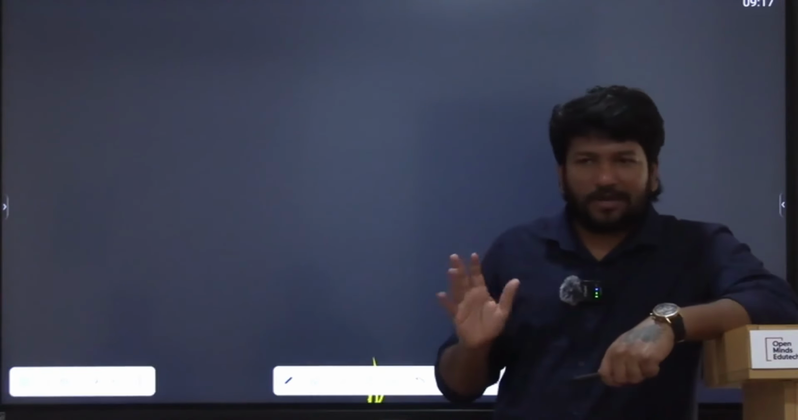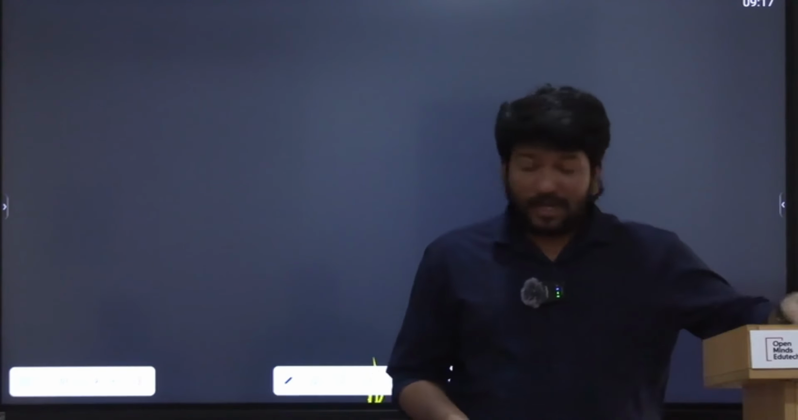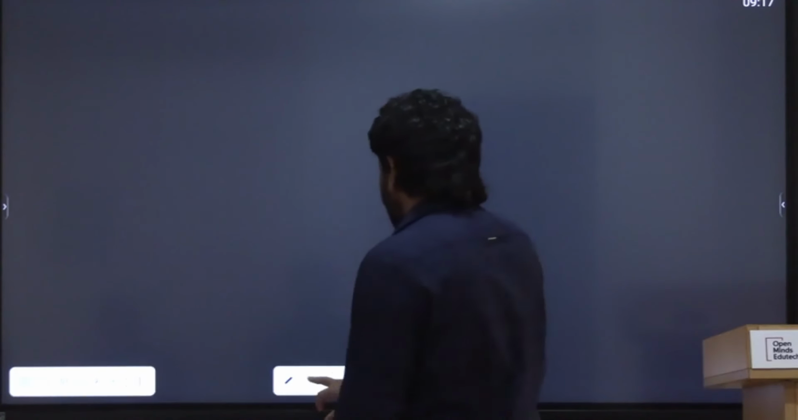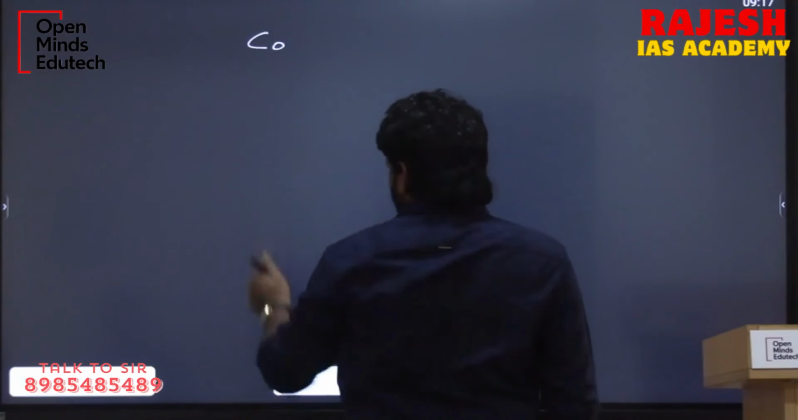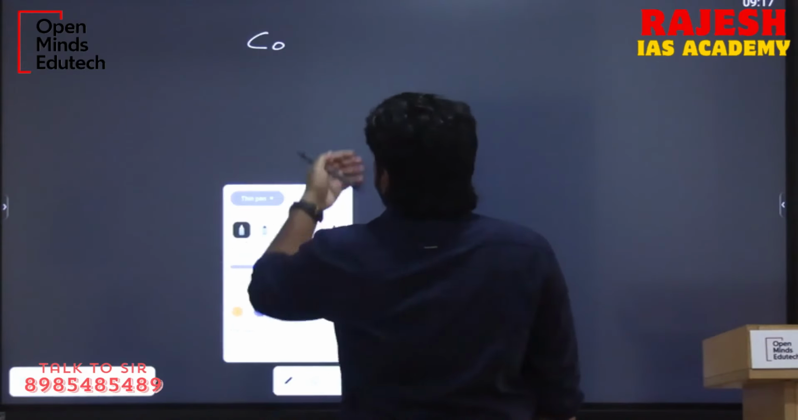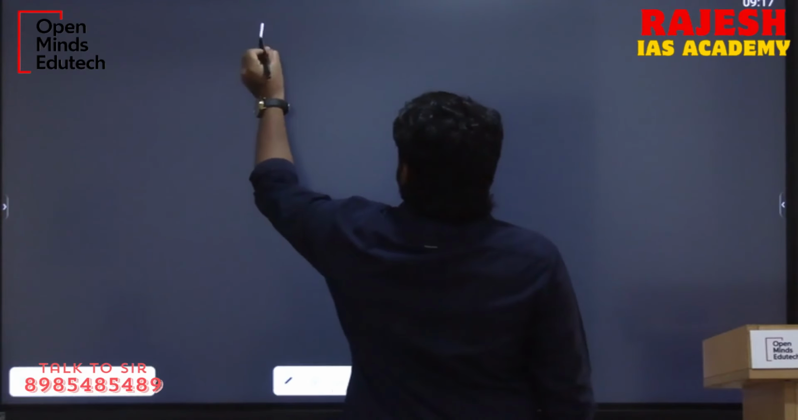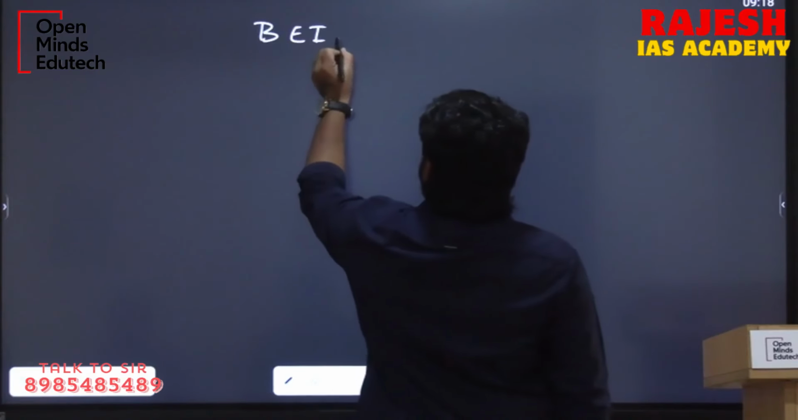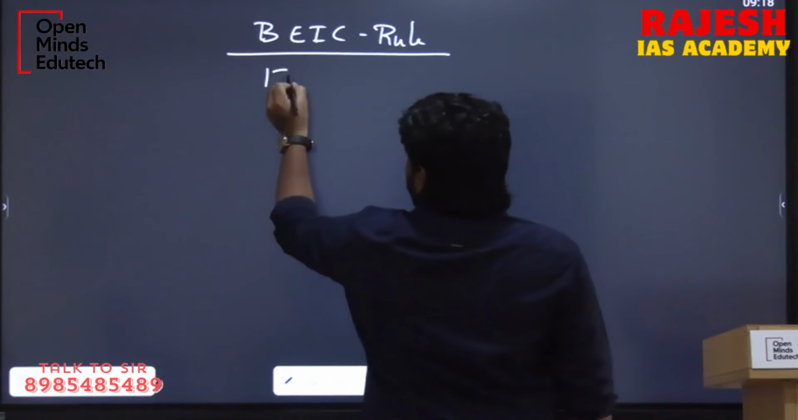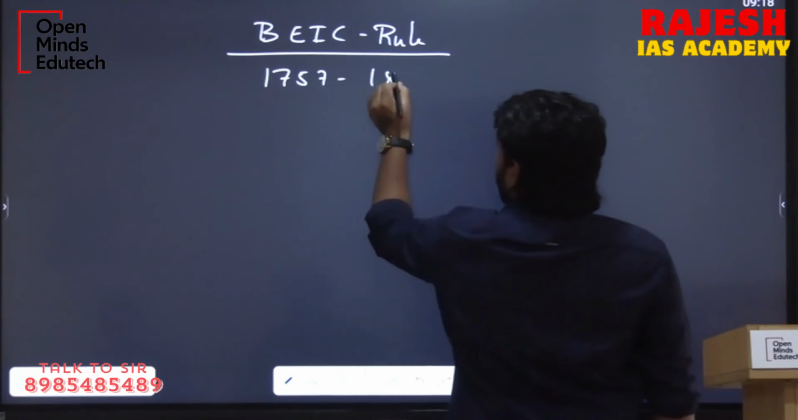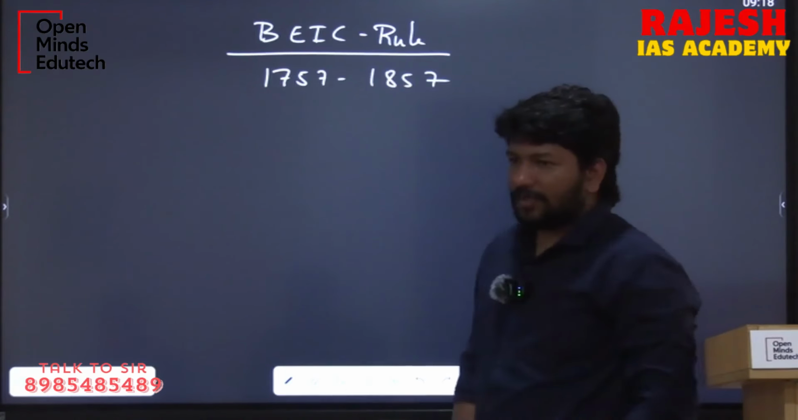And I told in the last classes, mostly UPSC will give 1 or 2 questions at max from whatever topics we completed. So the most important topic as far as prelims is concerned is the British East India Company rule, that is from 1757 to 1857.